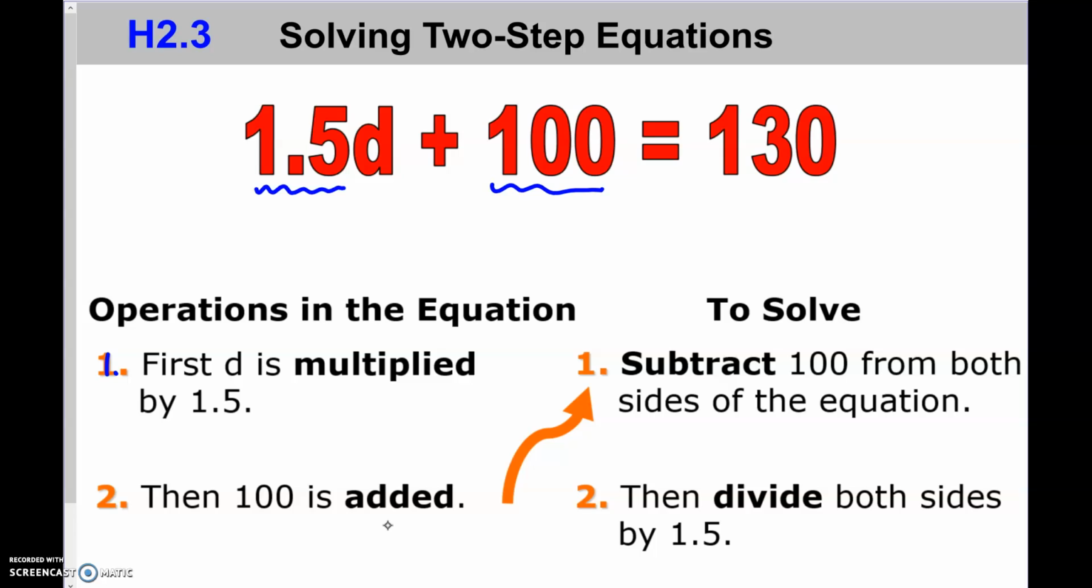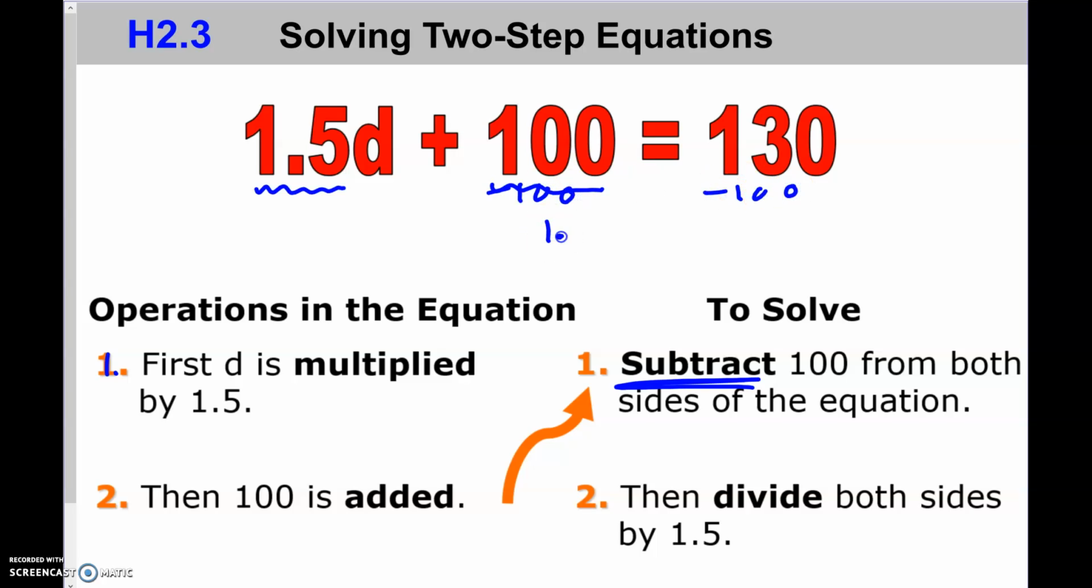To solve, we do this in the reverse order. So the last thing we said here is then add 100. And remember, we're going to do this in the reverse order, and we always have to do the opposite operation. So because this says then 100 is added, we're going to do the opposite of adding. So we are going to subtract 100 from both sides, and then we're going to divide. So we're going to subtract 100.